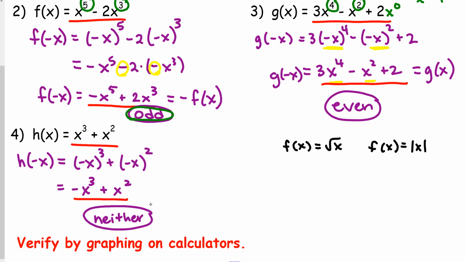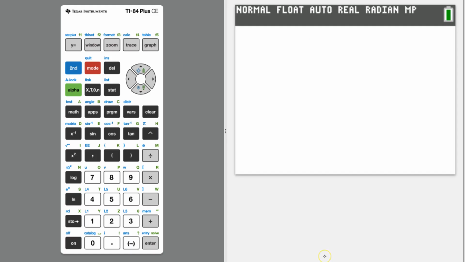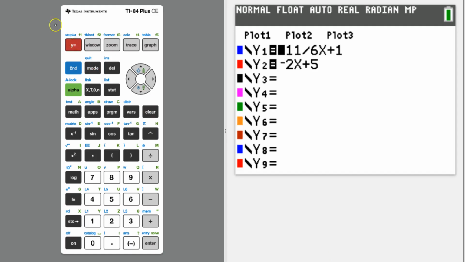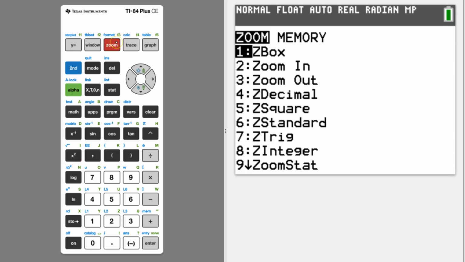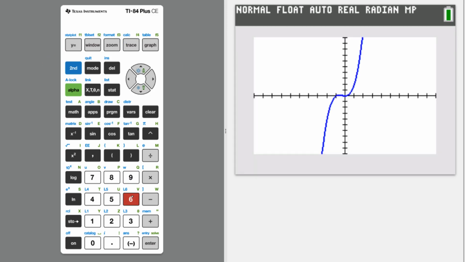If you wanted to graph the function to verify your answer, you could. Let's just take one of these and graph it on the calculator. So how about if I do number 4? So we had h of x equals x cubed plus x squared. Now, I don't know what a good window is for this exactly, but I'm just going to start with a standard window, -10 to 10. So we press zoom. Zoom 6 is zoom standard.